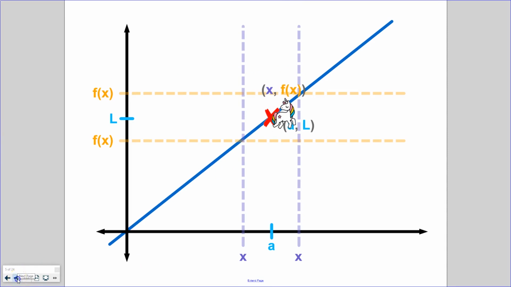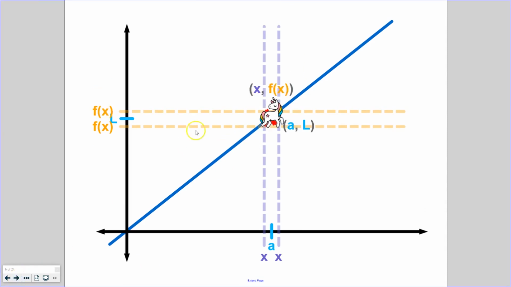And if we keep limiting this space, we're eventually going to get to the point where the unicorn has no place to go but to be on that x. So as we shrink the distances vertically and horizontally, we shrink it so much that the unicorn has to be on the x marks the spot. Or we shrink it so much that the intended height will give us an accurate prediction of where the function's going to be.